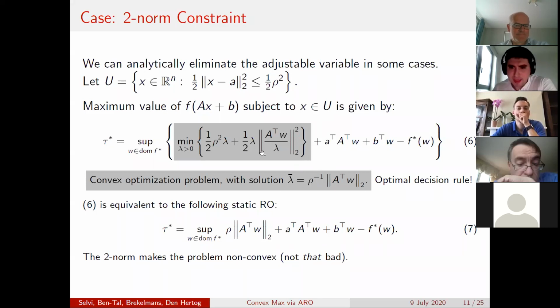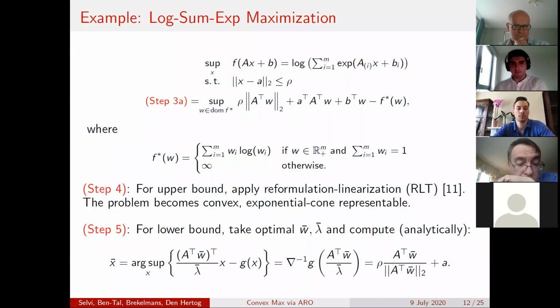If we plug this term back in problem 6, we finally have problem 7, and this is equivalent to a static robust optimization problem. And in this problem, everything except this 2 norm is fine, because these two terms are linear, and minus f conjugate is concave, so maximizing over w is fine. And the ugly term here is the 2 norm, it's convex. But previously, the ugly term was maximizing the convex function f, and now this one is less ugly compared to the previous case. And we also know how to deal with the 2 norm, because we know how to approximate the 2 norm efficiently. And let me show you this in the following example.